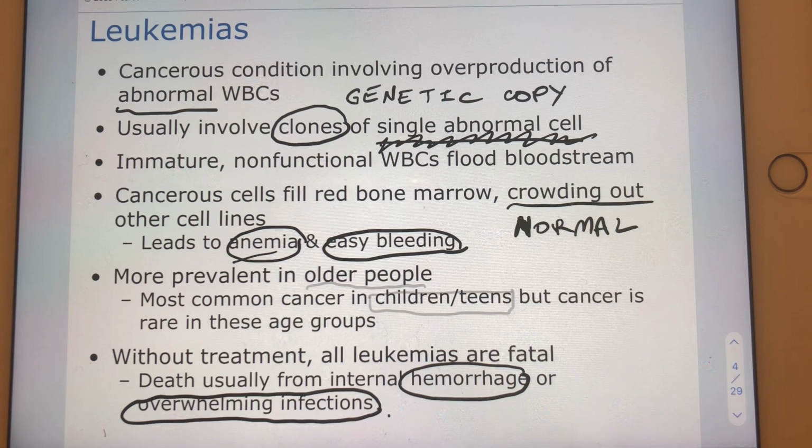Okay? Now, leukemias are much more prevalent in older patients because older patients have lower reserves, but among the demographic of children and teenagers who are not prone to developing cancer in the first place, leukemias are also the most common type of cancer in that demographic.